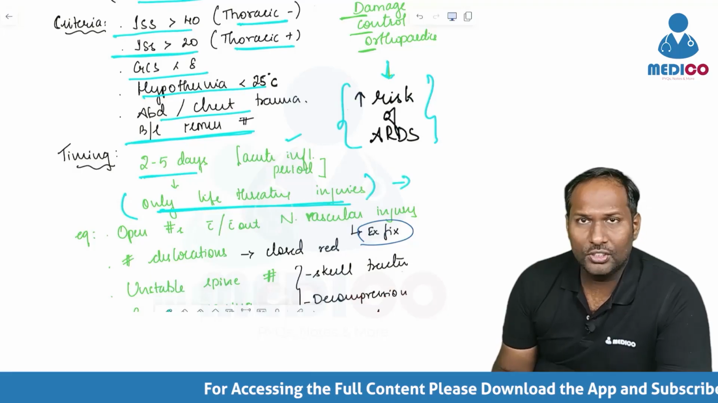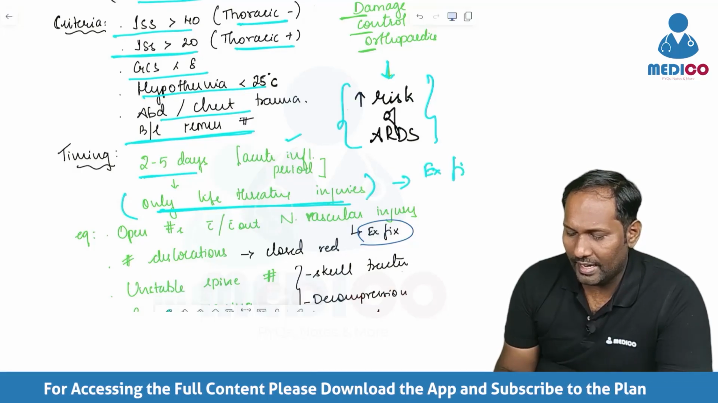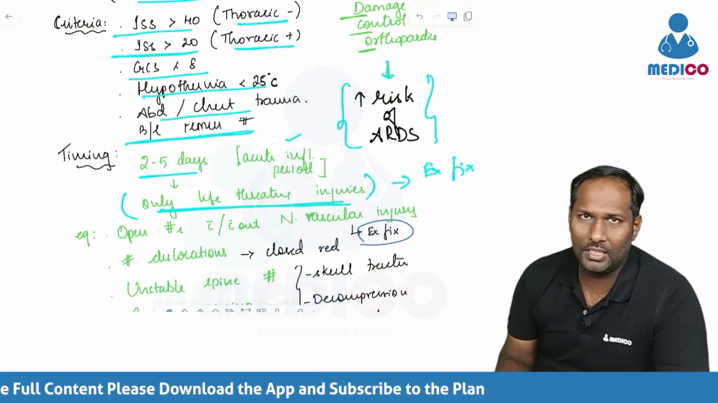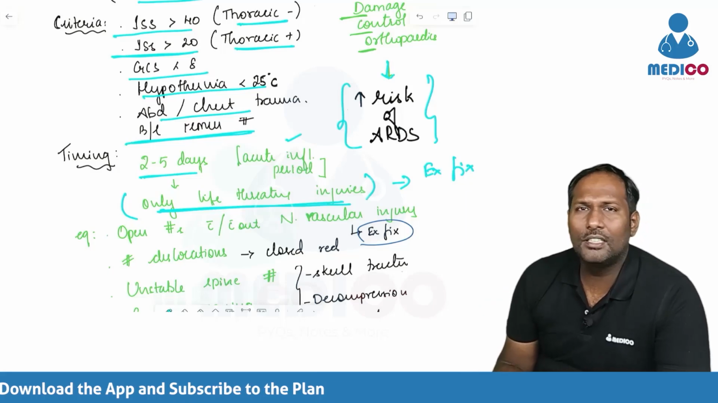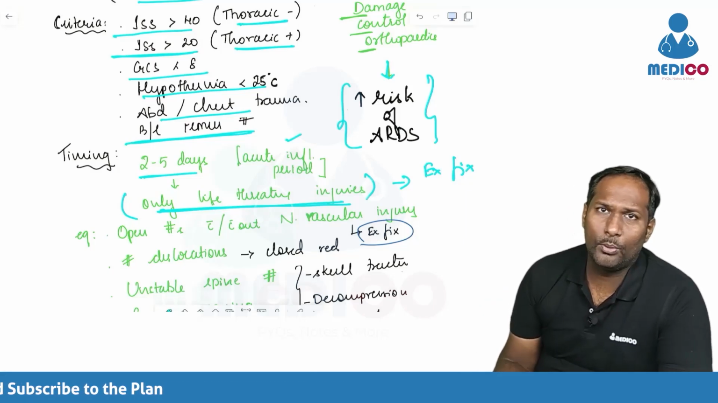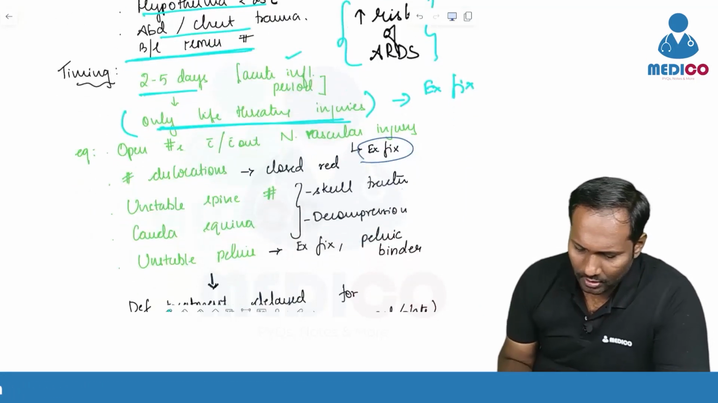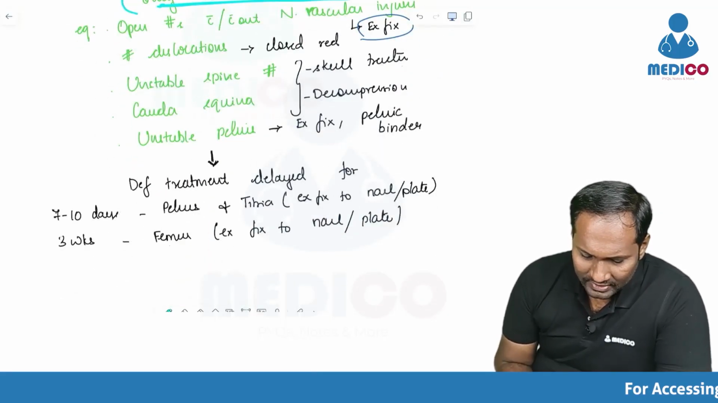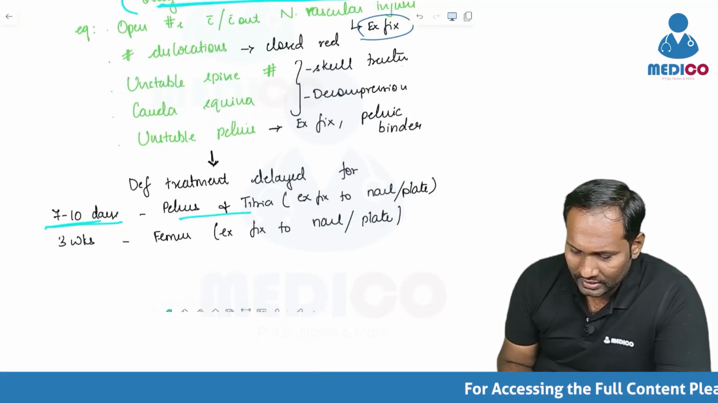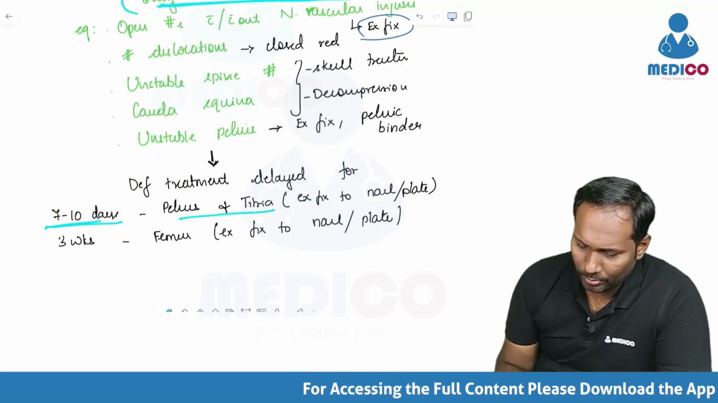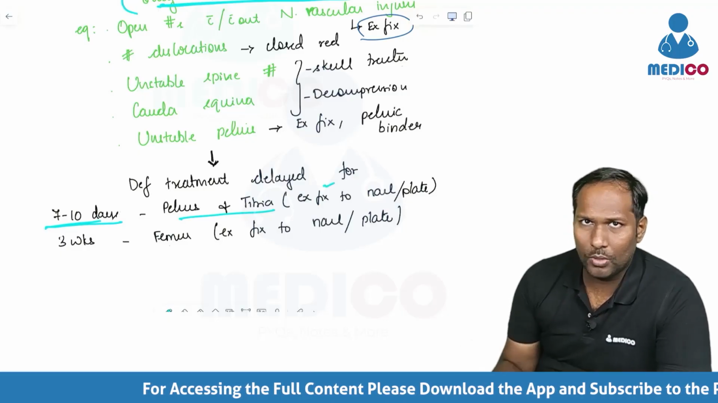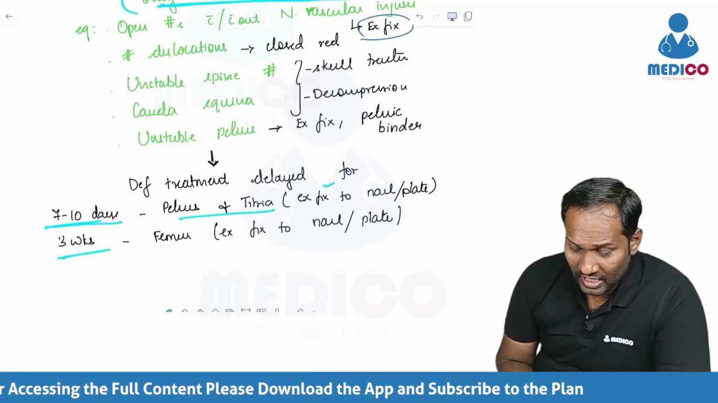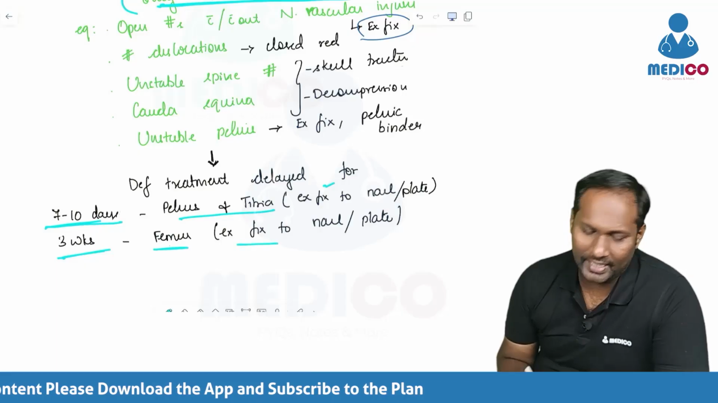If the orthopedic injury is there, you can go with an X-fix or a temporary stabilization. Only after the patient has become stable, you are going to go ahead with a definitive fixation. So, the definitive fixation timelines are 7 to 10 days for pelvis and tibia. Till then, you're going to keep an X-fix and then only convert to nail and plates. Up to 3 weeks, you can wait for a femur on an X-fix.